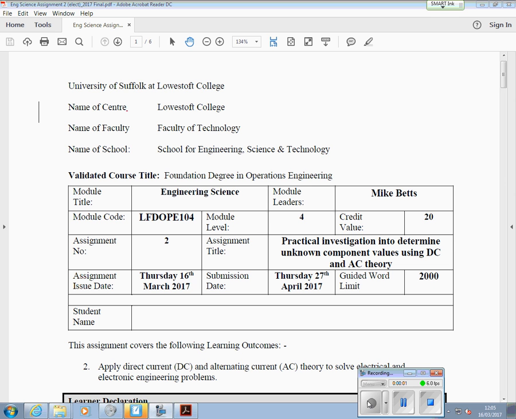So, this is the other assignment for engineering science. So Adrian's given you one to do, yeah? And this is my one. Practical investigation to determine unknown component values using DC and AC theory. So that covers that learning outcome: apply direct current and alternating current theory to solve electrical and electronic engineering problems. Issued today, due in on Thursday the 27th of April. So you have got plenty of time to write the report up.